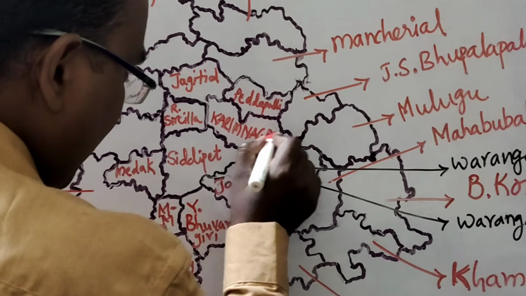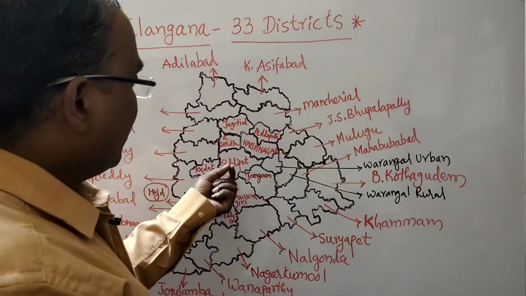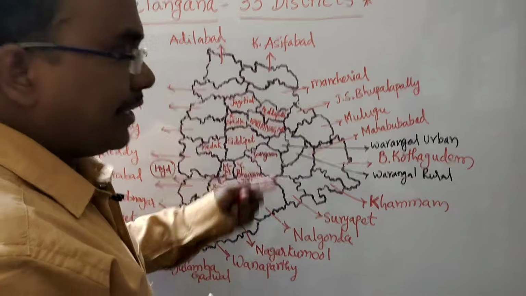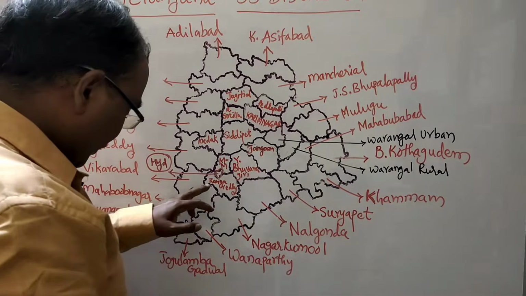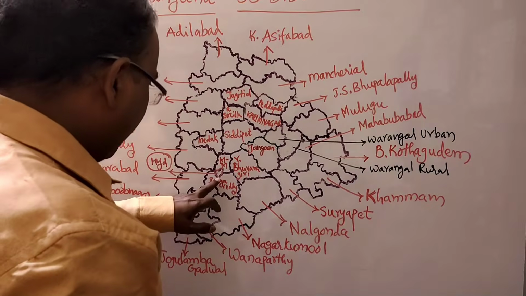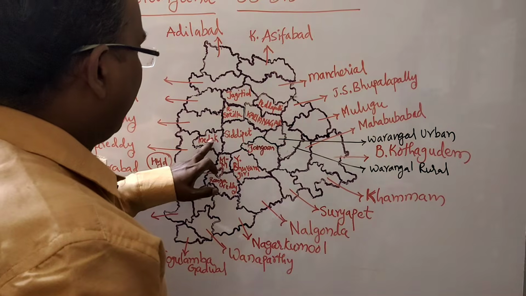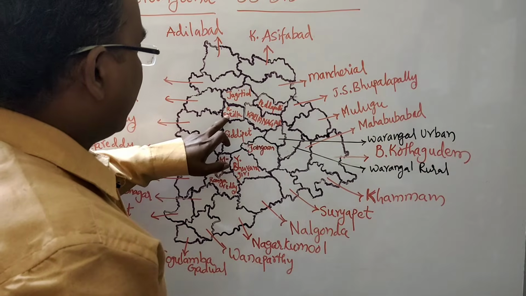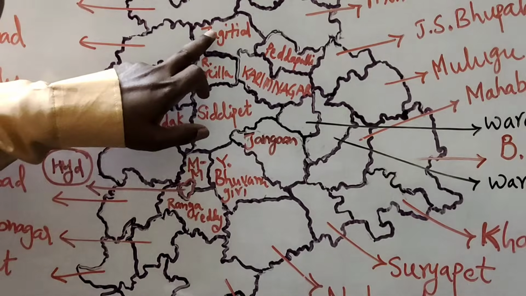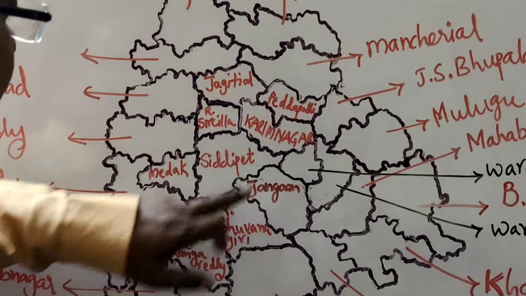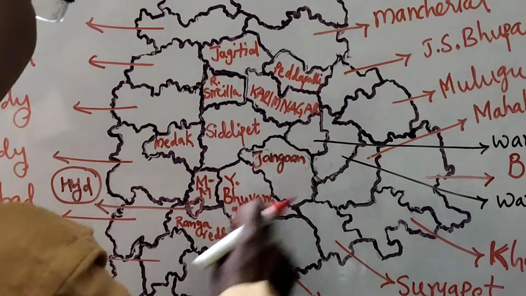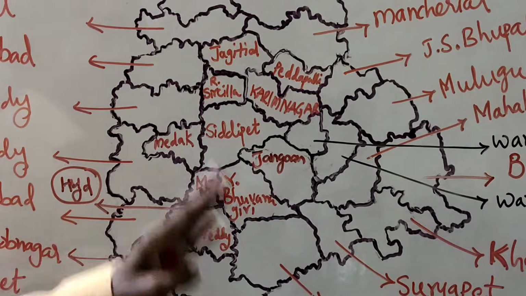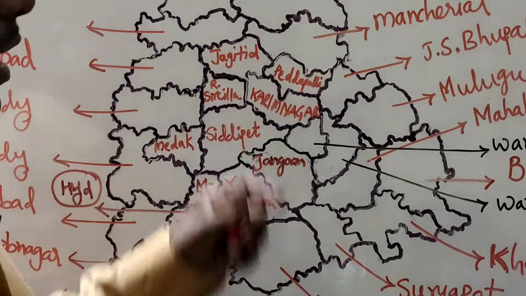Here. With this, the total number of districts becomes 33. The last 8 plus 1 is 9. I will repeat: Rangareddy, Hyderabad, Medchal Malkajgiri, Medak, Siddipet, Rajanna Sirsilla, Jagityal, Peddapalli and Karimnagar. First 8, second 8, third 8, fourth 8, 4 8s are 32, and the last one is Karimnagar.